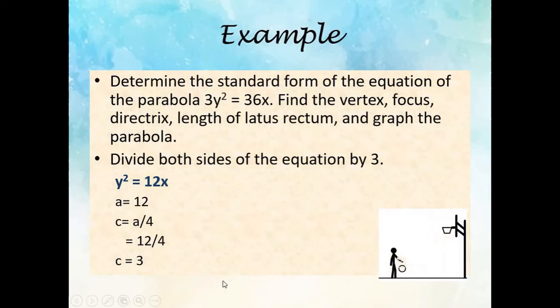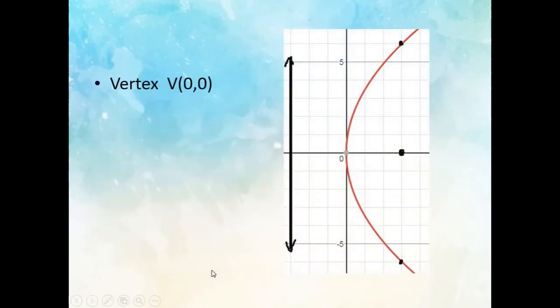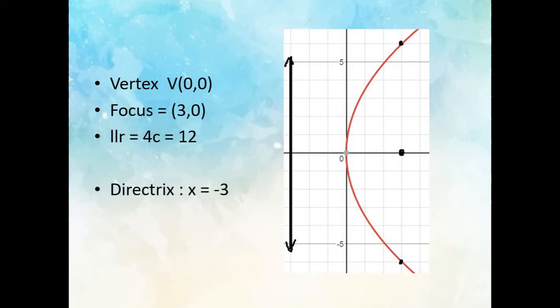So the vertex is at the origin. So V is (0, 0). The focus is at (3, 0). The length of latus rectum is 4c, which is 12. The directrix is x = −3.